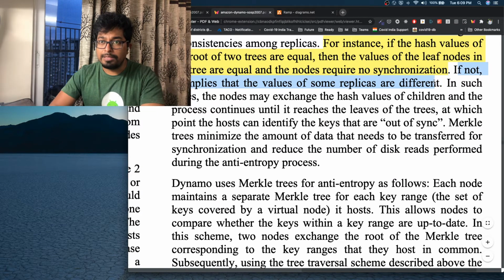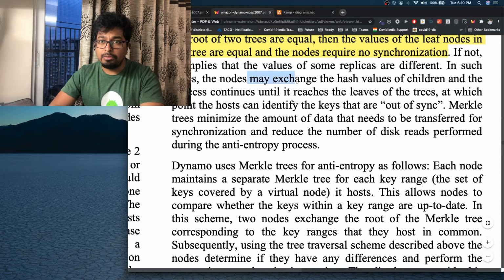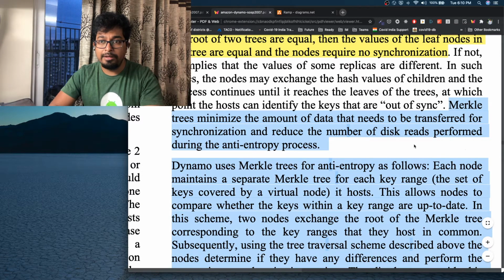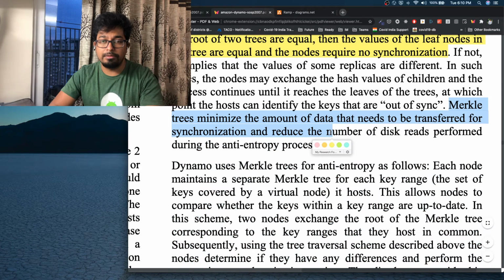If not, it implies that the values of some replica are different. And in that case, the nodes may exchange the hash values of children, and the process continues until it reaches the leaves of the trees, at which point the host can identify the keys which are exactly out of sync. So Merkle trees minimize the amount of data that needs to be transferred for synchronization and reduce the number of disk reads performed, thus speeding up the entire process.